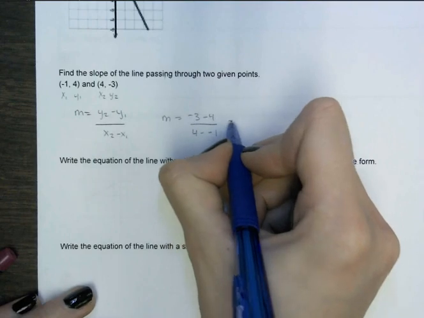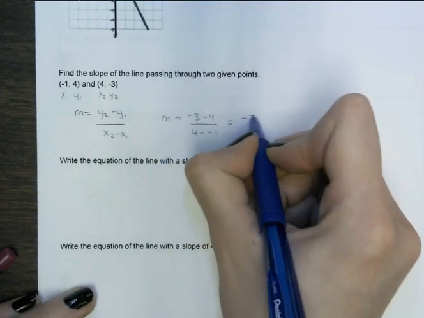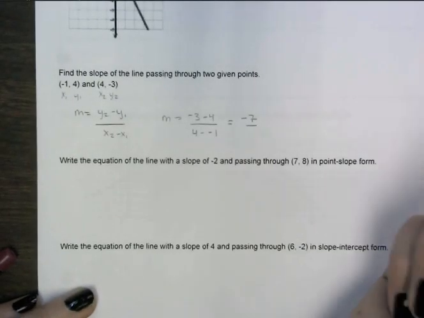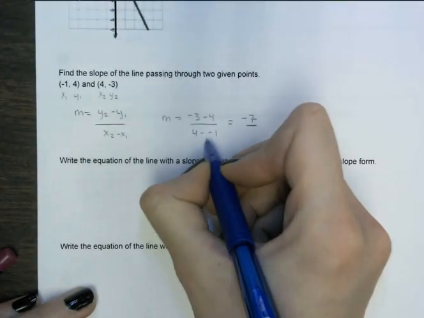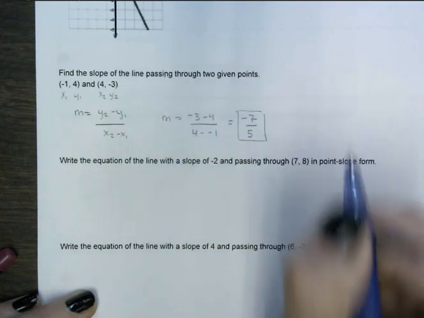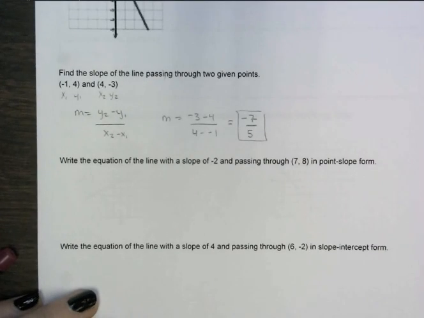Now I'm going to simplify. Negative 3 minus 4 is negative 7. Whenever I have those two negatives next to each other, it becomes addition. So I've got 4 plus 1, which is 5. And I'm going to leave my slope in a simplified fraction form. So that is my answer right there.